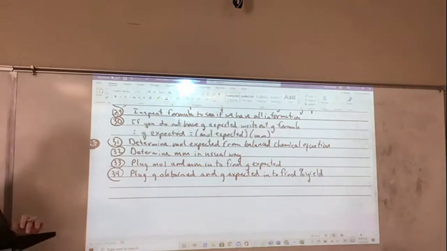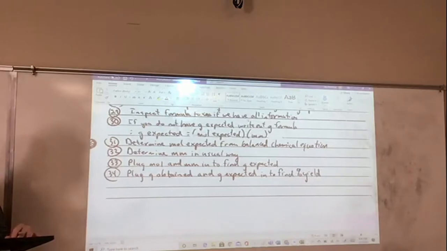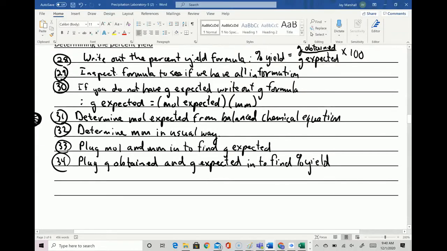Okay, so our process was to write out the percent yield formula. We inspected the formula to see if we had all the information. The information that we wouldn't likely have is the grams expected, right? So if you do not have grams expected, write out that formula. Grams expected equals moles expected times molar mass. Well, wait a minute. I don't have moles expected, so I can determine moles expected from the balanced chemical equation.